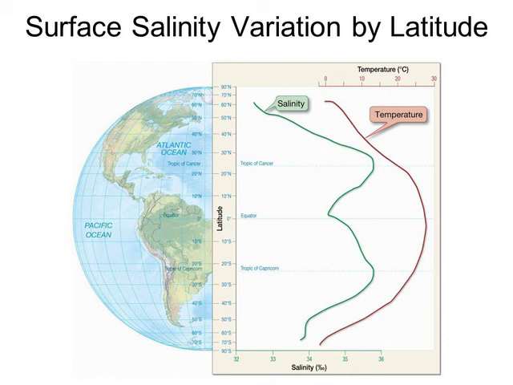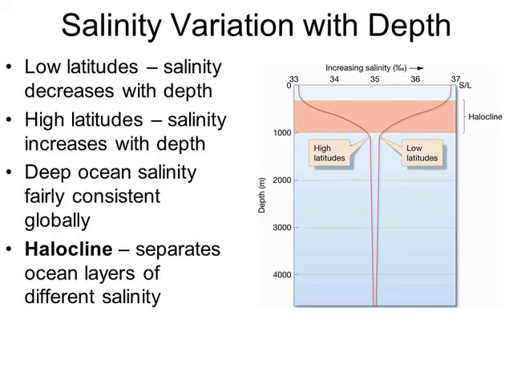When you start at the North Pole, you start off at a very low salinity, then you increase as you get closer to 30 degrees north, and then you start to decrease again because of the increased precipitation at the equator. You'll increase once you get back to 30 degrees south, and then you'll decrease once you get back to the South Pole region. So that was surface salinity and how it varies depending on what latitude you're at.